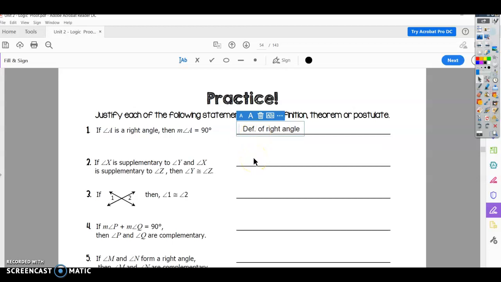All right, for number 2, if angle X is supplementary, remember that's 180, to angle Y, and angle X is supplementary to angle Z, then angle Y is congruent to angle Z. So if you look back on your congruence sheet, you'll see that this is the congruent supplementary theorem.